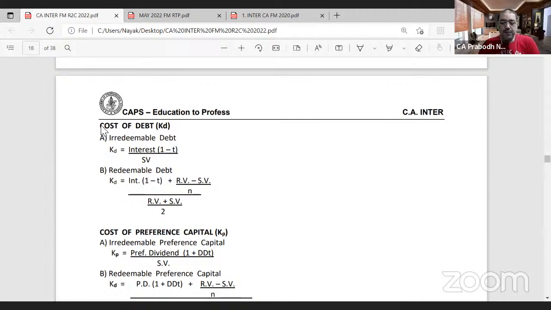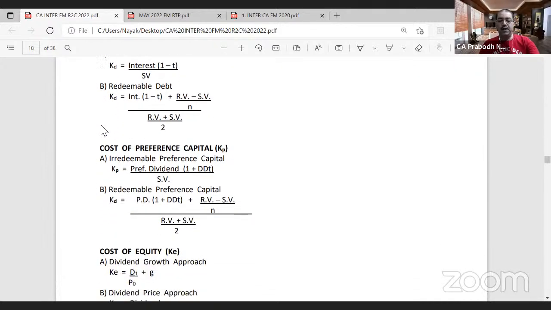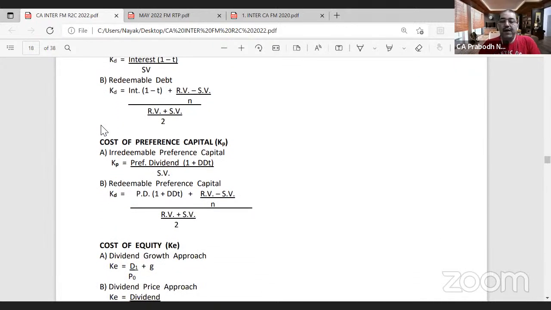Then we have cost of preference capital, that is again divided into two parts. We have irredeemable preference capital, where the preference capital is not to be redeemed during the lifetime of the company. So that is preference dividend divided by subscription value. But if in the question they have given dividend distribution tax, only if they have given the dividend distribution tax, then your preference dividend gets multiplied by 1 plus DDT. So DDT is your dividend distribution tax, which will be added. It is 1 plus. Normally students get confused.